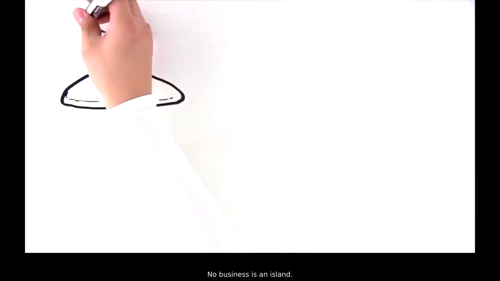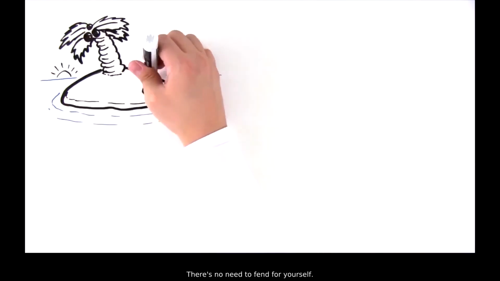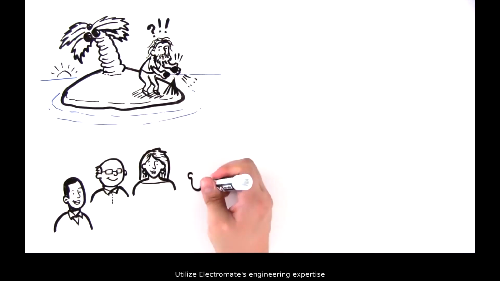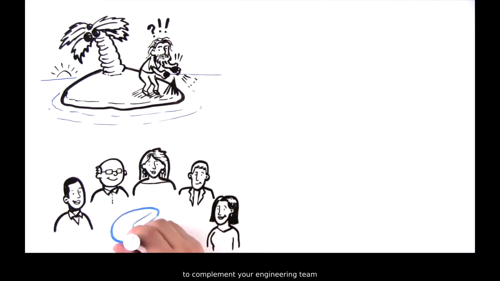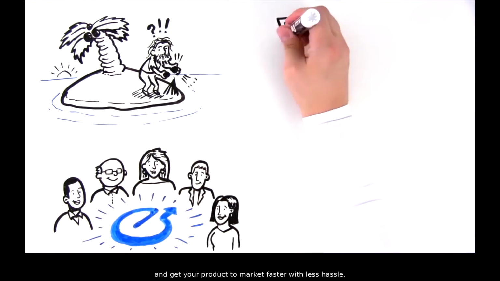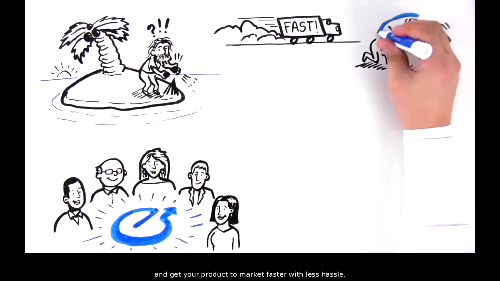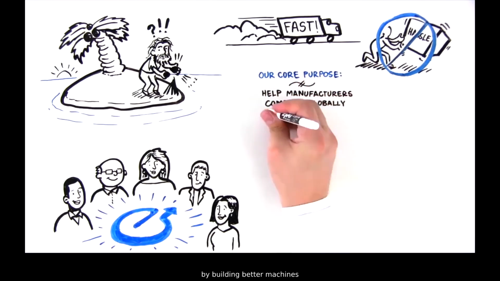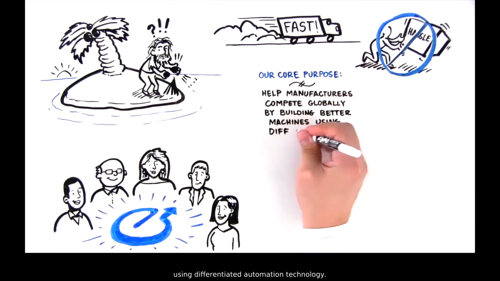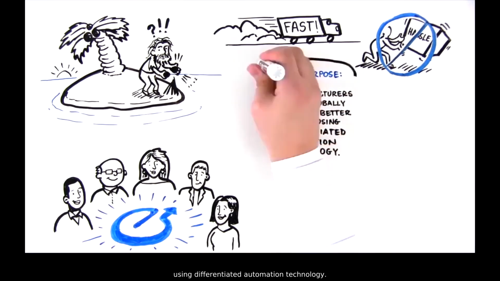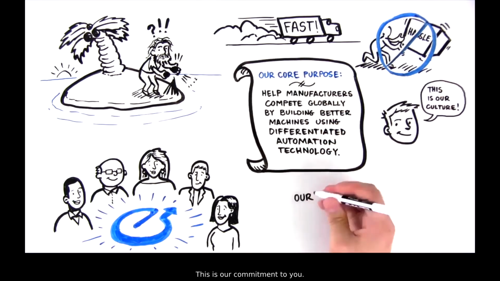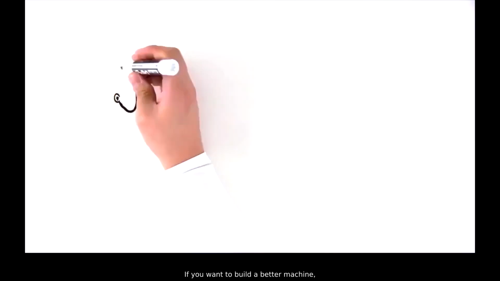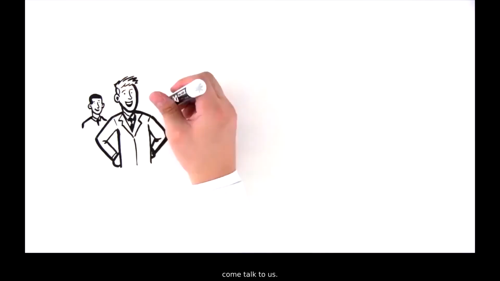No business is an island. There's no need to fend for yourself. Utilize Electromate's engineering expertise to complement your engineering team and get your product to market faster with less hassle. Our core purpose is to help manufacturers compete globally by building better machines using differentiated automation technology. This is our culture. This is our commitment to you. What's your core purpose? If you want to build a better machine, come talk to us.